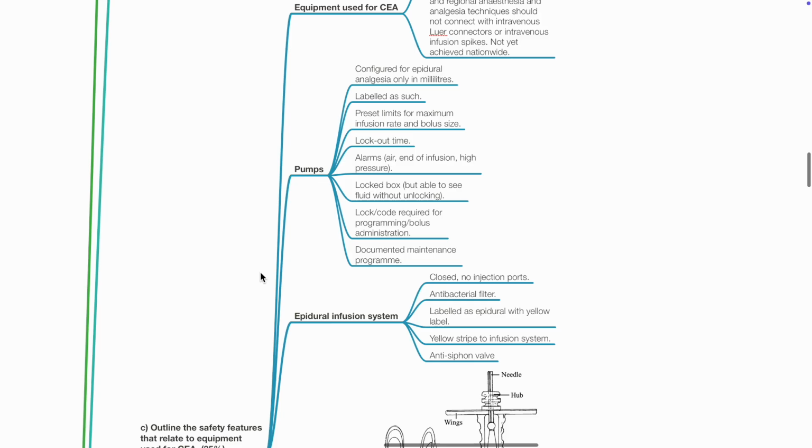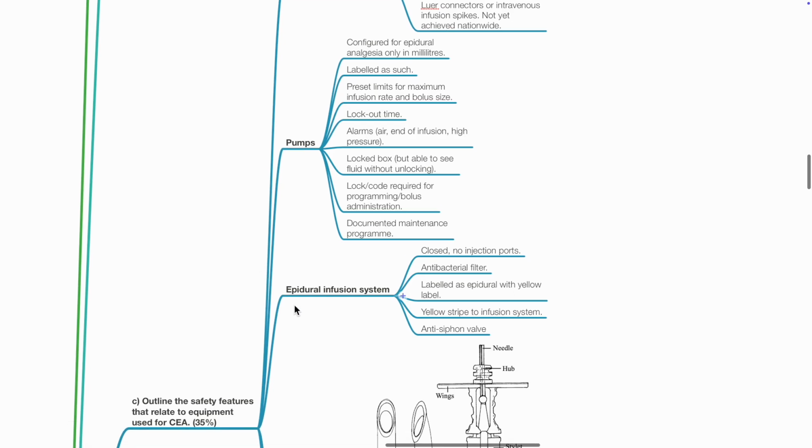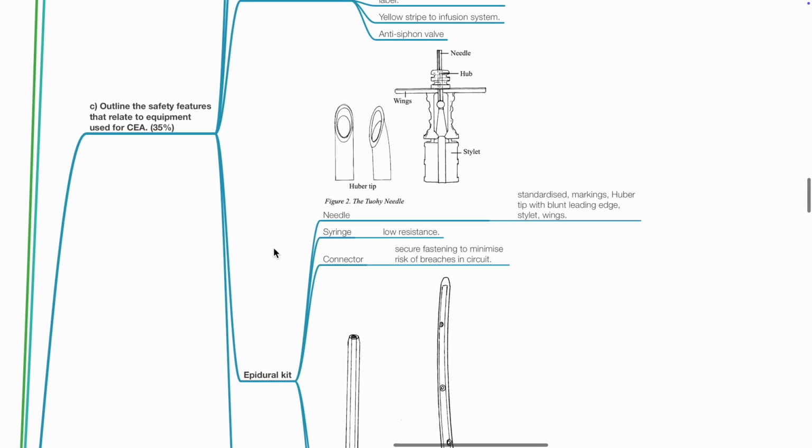The infusion system must be labeled as epidural with yellow label, with yellow stripe to infusion system and anti-siphon valve. The epidural kit should have a standardized needle with markings, Huber tip with blunt leading edge, stylet and wings, low resistance syringe. Connector should be securely fastened to minimize risk of breaches in the circuit.